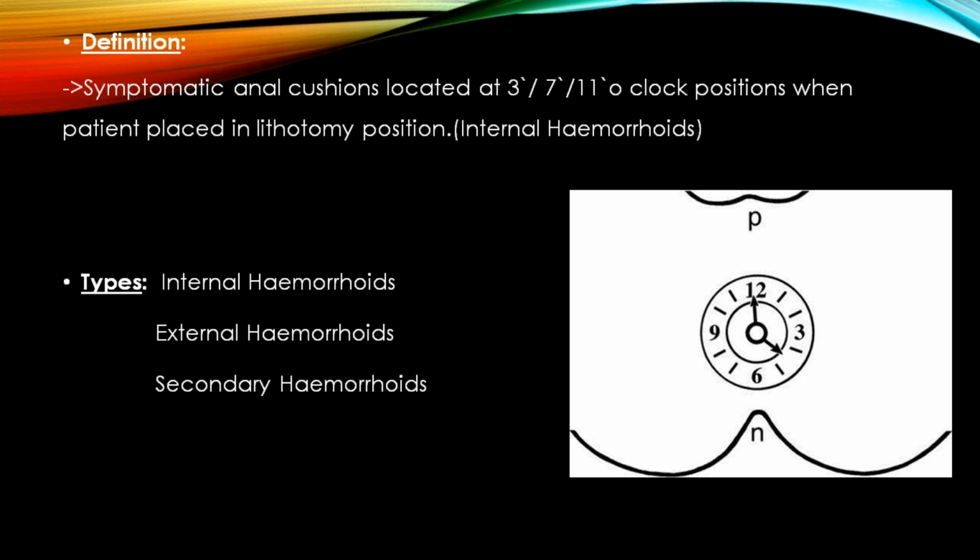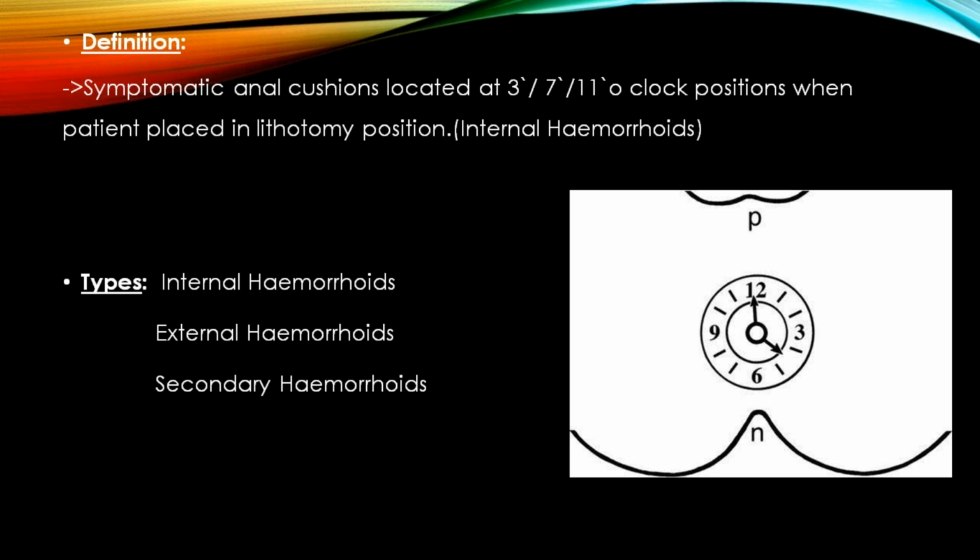Okay, if you just memorize the surgical anatomy of the anal canal, I have told you before. So usually these are located above the dentate line. So this is the definition of the internal hemorrhoid. Hemorrhoids can be classified into three types: internal hemorrhoids, external hemorrhoids, and secondary hemorrhoids. So what this definition implies is internal hemorrhoids, and that too in the primary position.